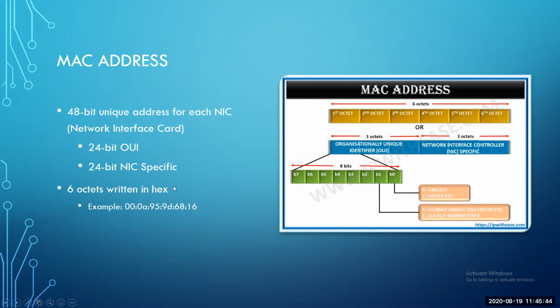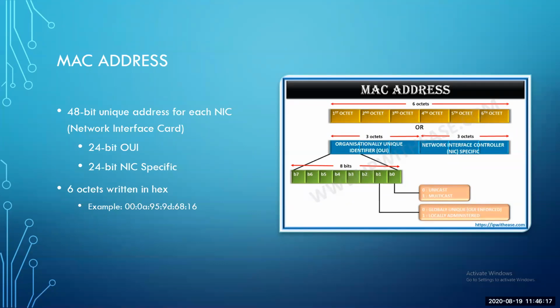And if you ever see a MAC address written out, it's typically written in hexadecimal format. So the first 3 octets are for the organization. The last 3 octets are for the network interface card. Remember, in hex, each digit is 4 bits. So this is 8 bits, this is 8 bits, this is 8 bits, 8 bits, 8 bits, 8 bits.